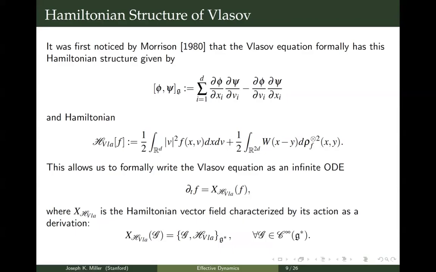So the Hamiltonian here is quite intuitive to me. It's the kinetic energy, whatever f is, and then this is the potential energy. So it's plus the potential energy. So rho_f again is just the position density of f. So at least formally, you can write your Vlasov equation as the flow of this very nice Hamiltonian vector field, where I'm characterizing its action by the bracket I defined before. Okay, so there is structure for the Vlasov equation, just on the formal level.